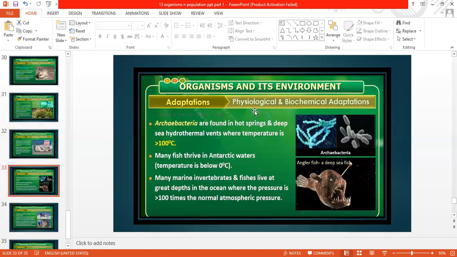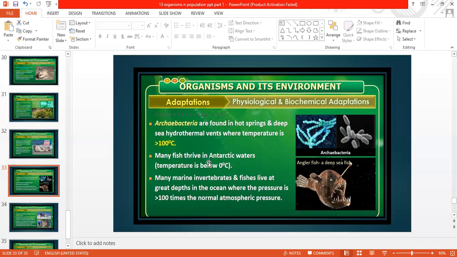Now, some of the physiological and biochemical adaptations. There are some archaebacteria that are found in hot springs and deep sea hydrothermal vents where the temperature is more than 100 degrees Celsius. Archaebacteria flourish in these hot springs and deep sea hydrothermal vents because they have special enzymes and plasma membrane that help them to metabolize comfortably at high temperature.